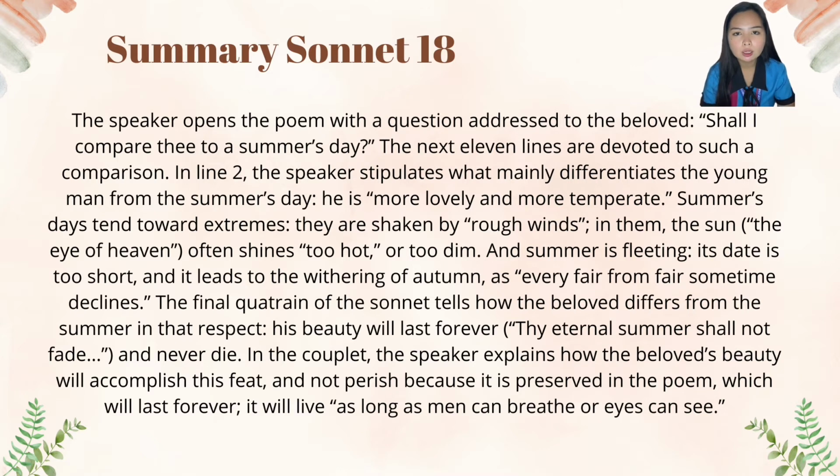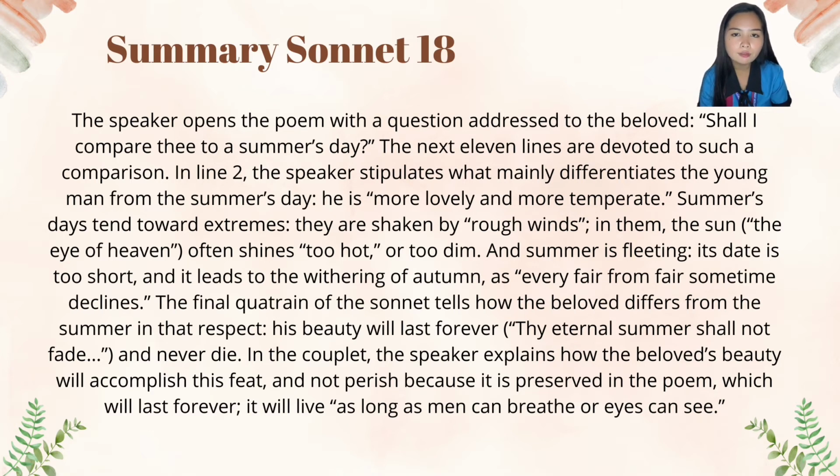In line 2, the speaker stipulates what mainly differentiates the young man from the summer's day. He is more lovely and more temperate. Summer's days are prone to extremes. They are shaken by rough winds. In them, the sun, the eye of heaven, often shines too hot or too dim. And summer is fleeting. Its day is too short, and it leads to the withering of autumn.